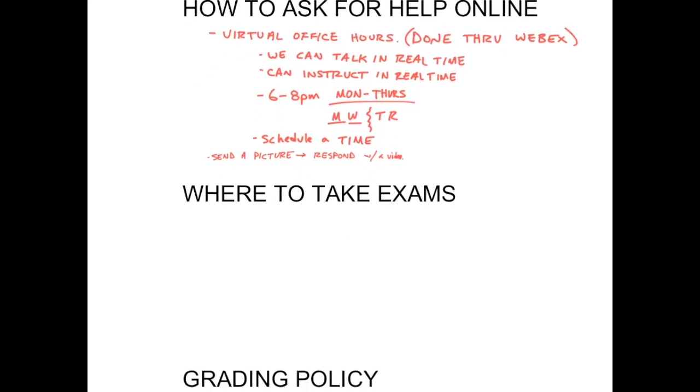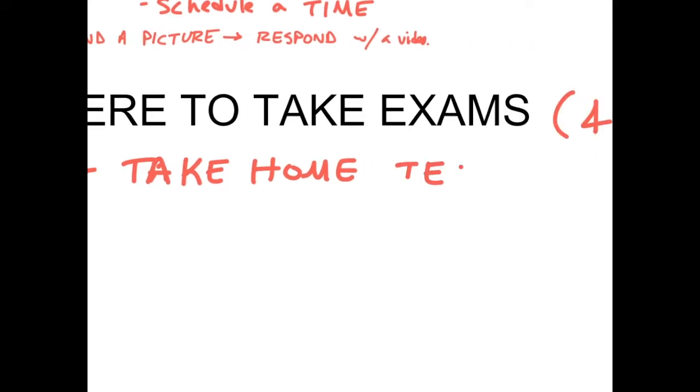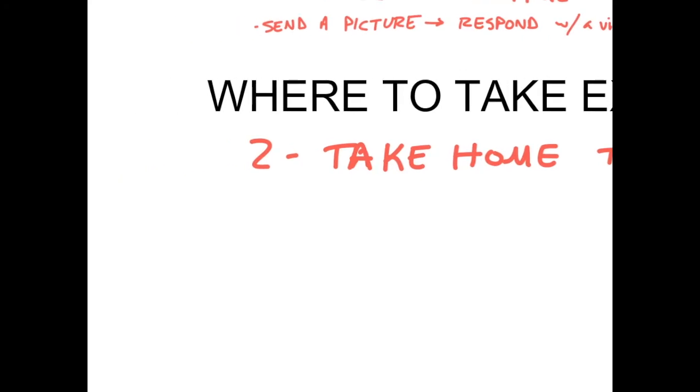Okay. One of the things that we got to talk about is where to take exams. You are going to take 4 total assessments. All right, 2 will be take-home exams, and we're going to call those tests. So 2 take-home tests. And then you will take 2 proctored exams. And a proctored exam means that you have to go to a CMC location.